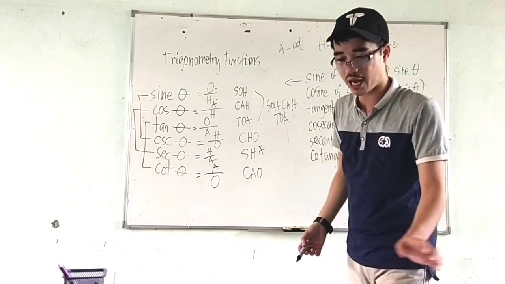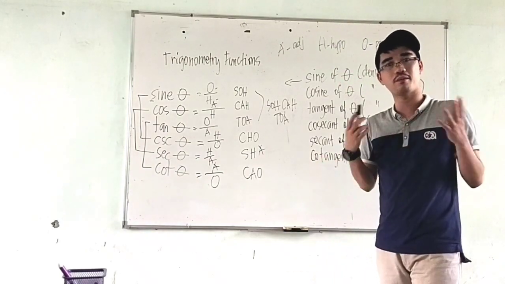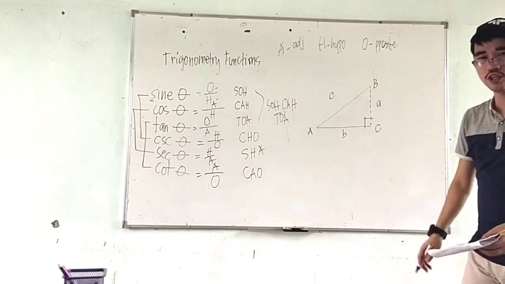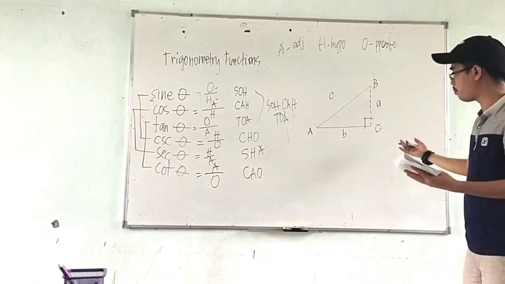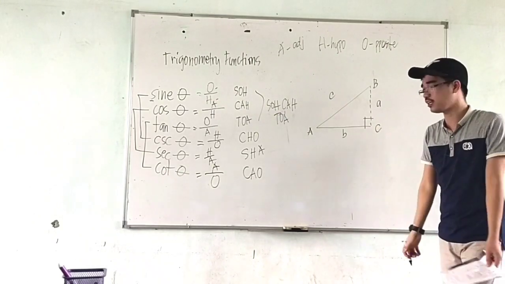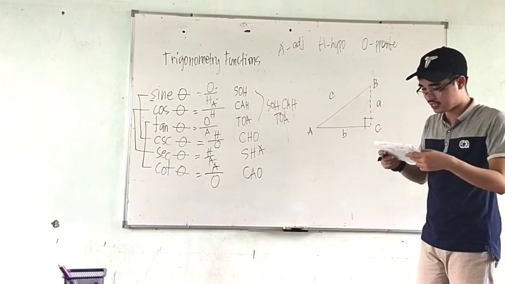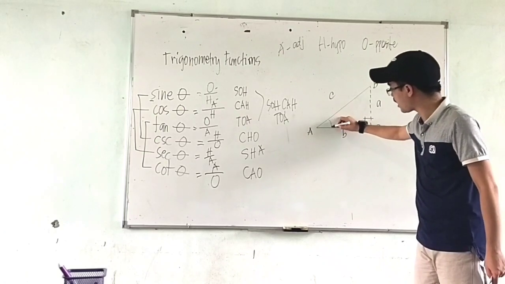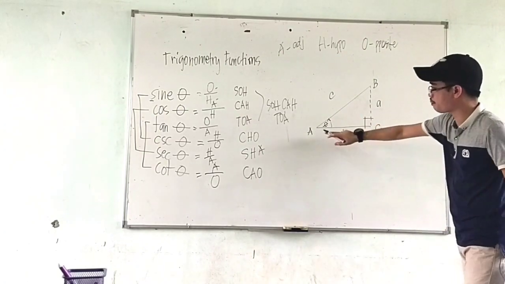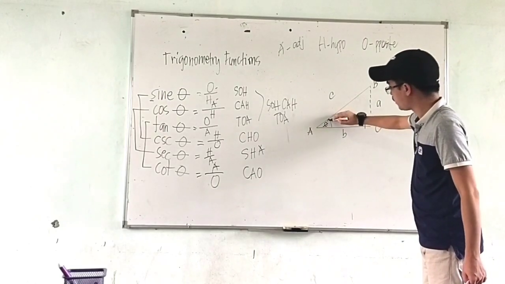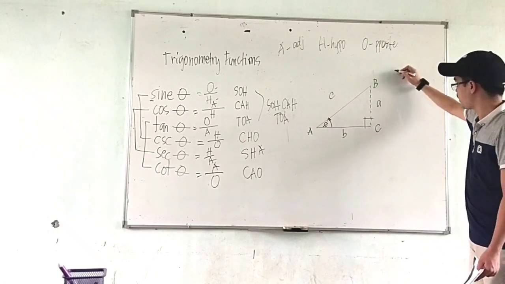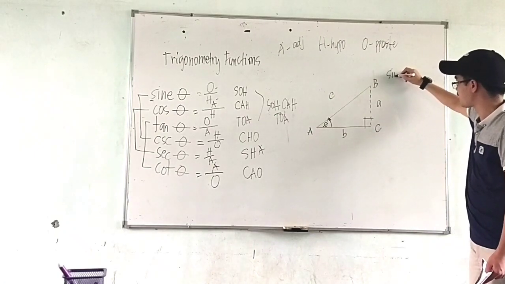Excited na ako para sumagot tayo ng isang problem. So, let's have a problem. Okay. So, this time, this is our example. Triangle ABC. Ang hahanapin po natin ay si angle A. Okay? So, since meron na po tayong letters dito, hindi na po natin lalagay na sine theta. Lagyan na po natin ng sine A. So, we are hunting for sine A.